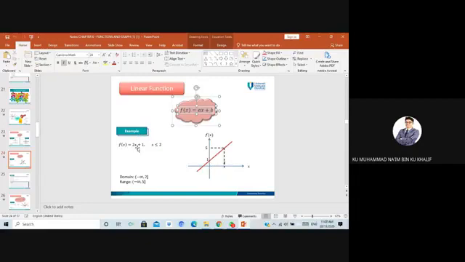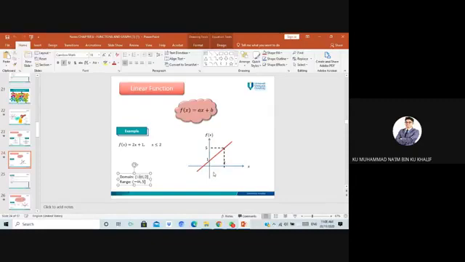Function f(x) equals 2x plus 1. And then dia bagi pula dia punya condition. So x must be less than or equal to 2. Right? So to find out our domain and range, kita ada stopping point. Domain, kalau less than 2, start from where? Somewhere. Domain for x, right? Somewhere you stop at 2.